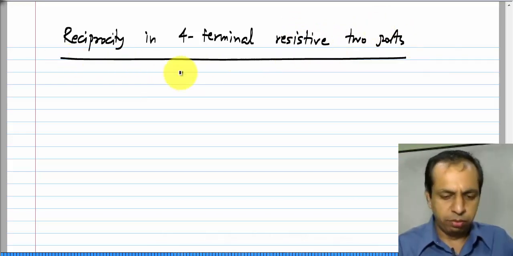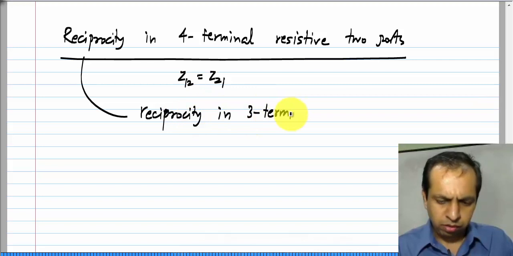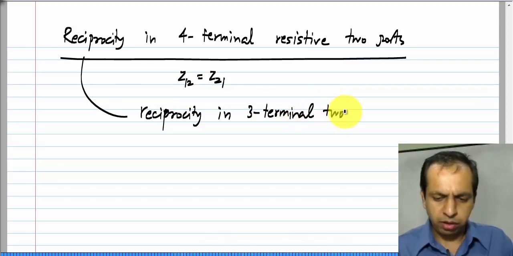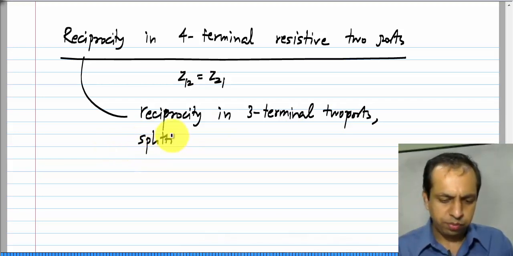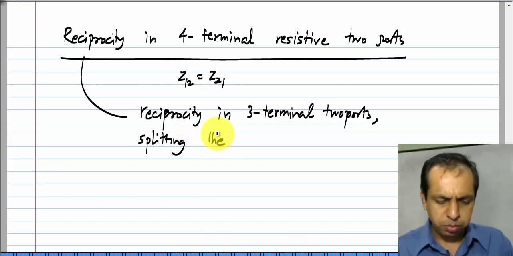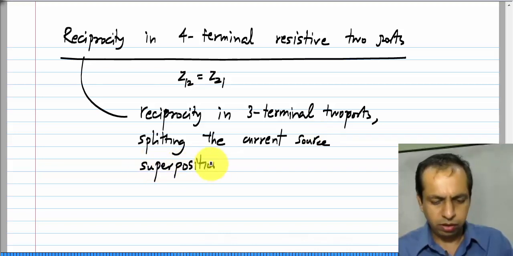So, this is proved, basically we have proved that Z12 equals Z21, and in doing that we used reciprocity in 3 terminal resistive 2 ports, and we also used the earlier theorem on splitting the current source and superposition. Okay.